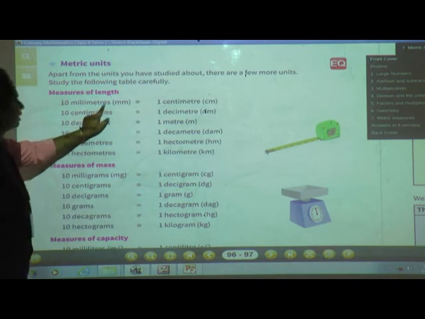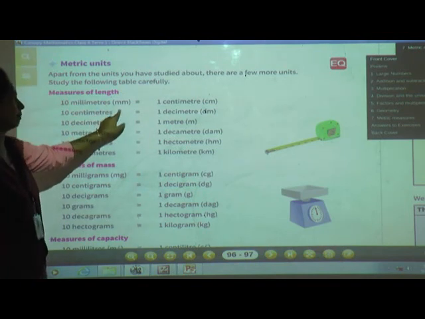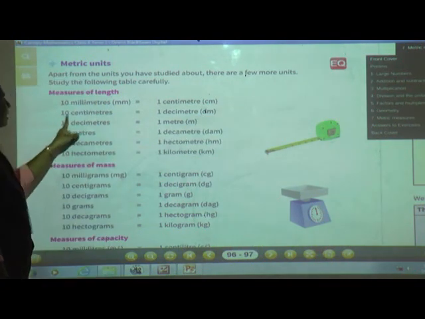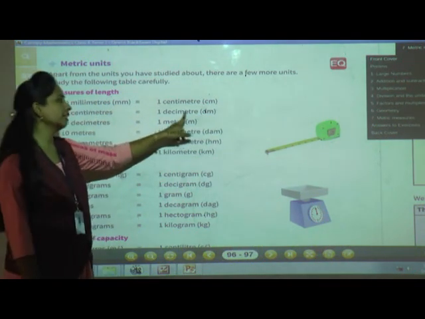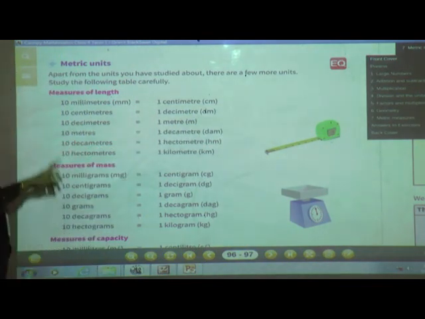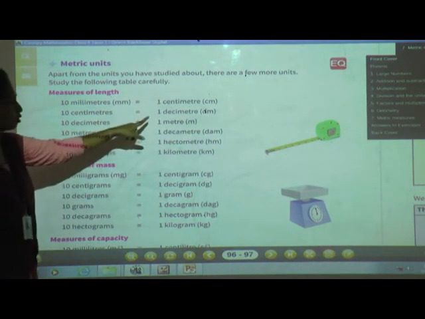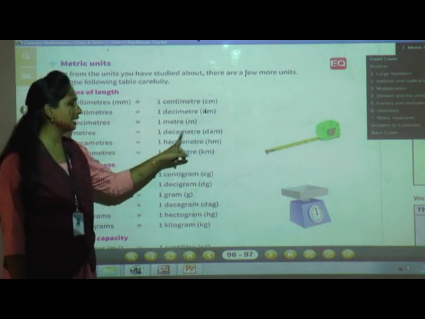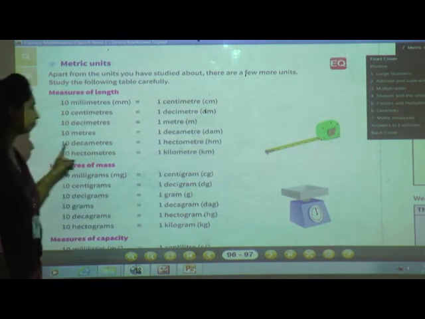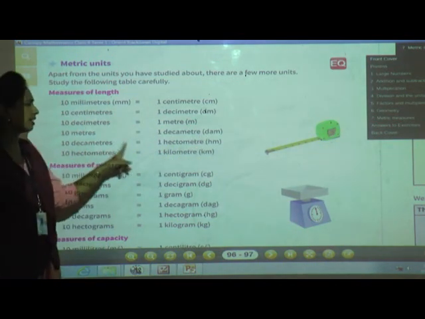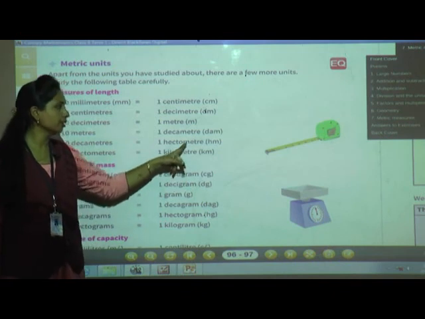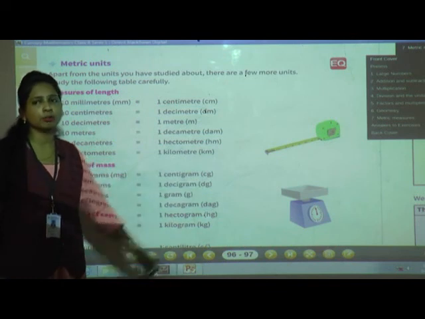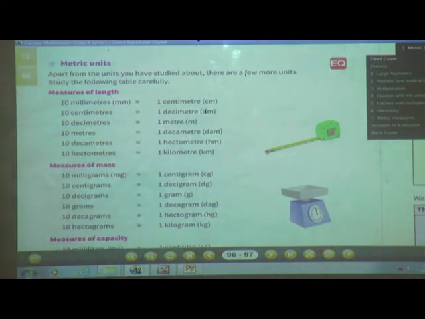So 10 millimeters, mm, is equal to 1 centimeter. The short form is cm. 10 centimeters is equal to 1 decimeter, that is dm. 10 decimeters is equal to 1 meter, that is m. 10 meters is equal to 1 decameter, that is dam. 10 decameters is equal to 1 hectometer, that is hm. 10 hectometers is equal to 1 kilometer, that is km.